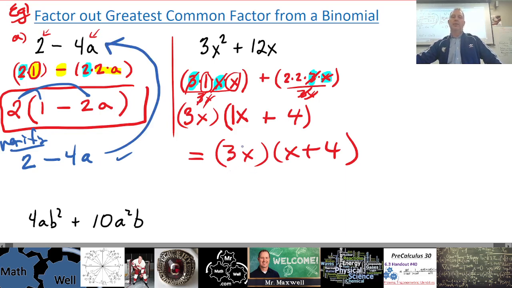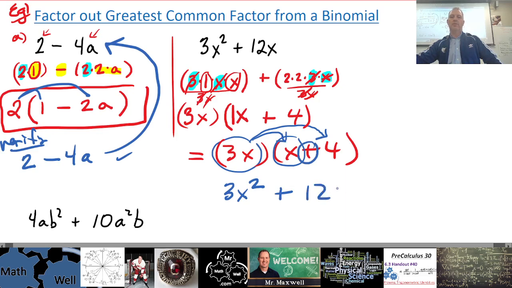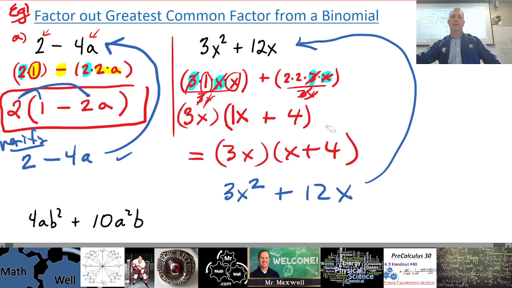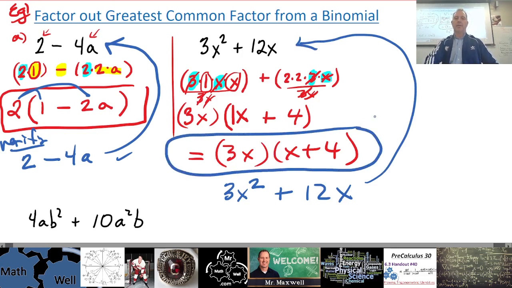On the second one, I go 3x times x is 3x squared. Then I distribute again: 3x times 4, which is plus, because there's a plus there, 12x. And if that's the same as what you started with, then you have factored correctly. So this is your factored answer. Okay? So I'll do one more with you.